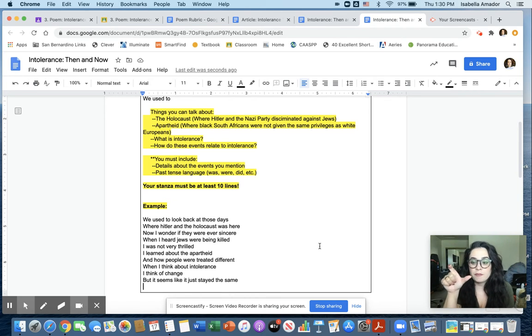So every thought was really separated by a line break. You notice some lines were a little longer, some were a little shorter. There were some lines that rhymed, some that didn't. This was really hitting everything that it needed to. So it talked about the Holocaust right here, Hitler and the Holocaust. It talked about Jews being killed here. It talked about apartheid here. It talked about how people were treated different during apartheid here. It talked about intolerance here. This student also included past tense verbs like heard, like was, like were, following every instruction that was given.